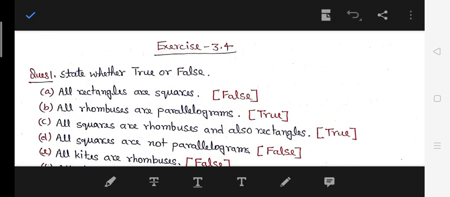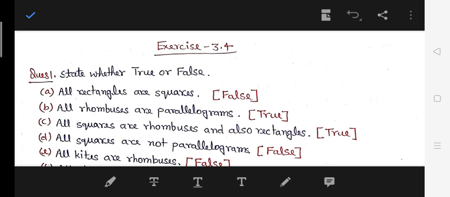Good morning students. Today I am going to explain exercise 3.4, that is the last exercise of chapter 3rd. Question number 1, it is given that state whether true or false. So certain statements are given here and you need to check that given statements are true or false.